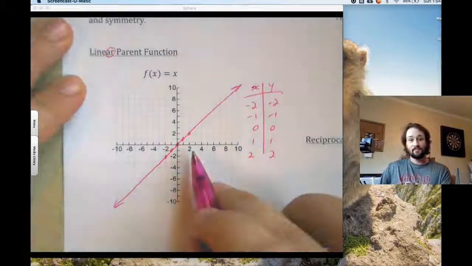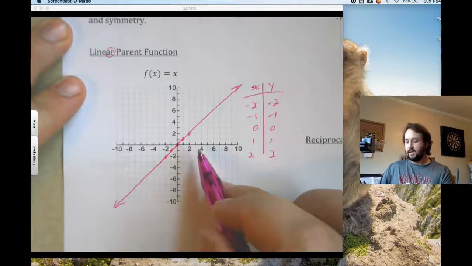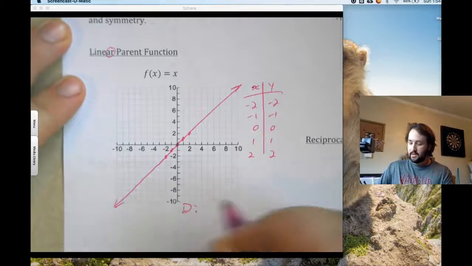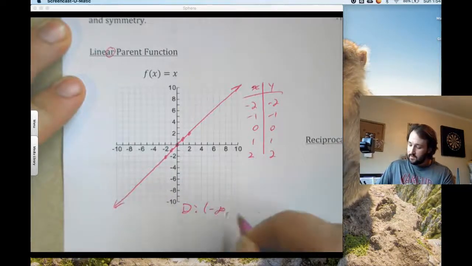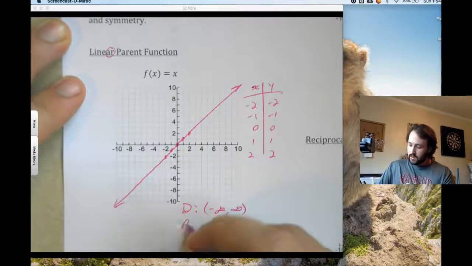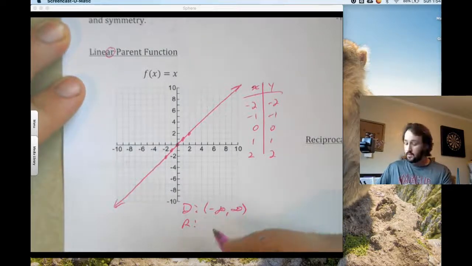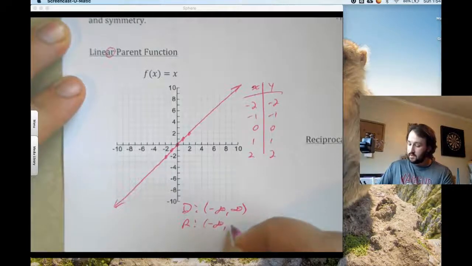All right, so this is your linear parent function. Now for the domain, it looks like it's going left forever and it's going right forever. So the domain would be -infinity to infinity. For the range, it is also going down and up forever. So we have -infinity to infinity.